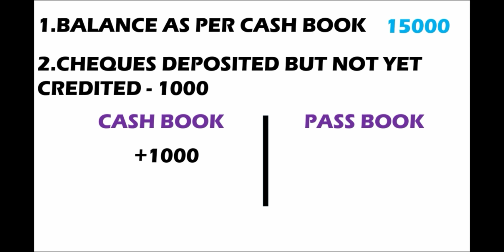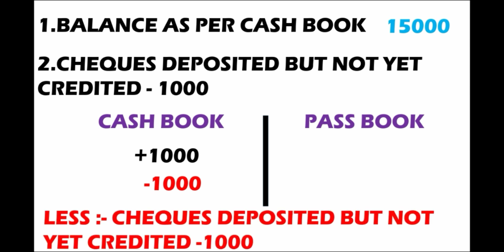In our cash book we have plus 1,000, passbook 0. To make it equal, I am putting minus 1,000. So both should be equal. See, plus 1 minus 1 will cancel, 0 and 0. So both sides are 0. So, less: checks deposited but not yet credited.